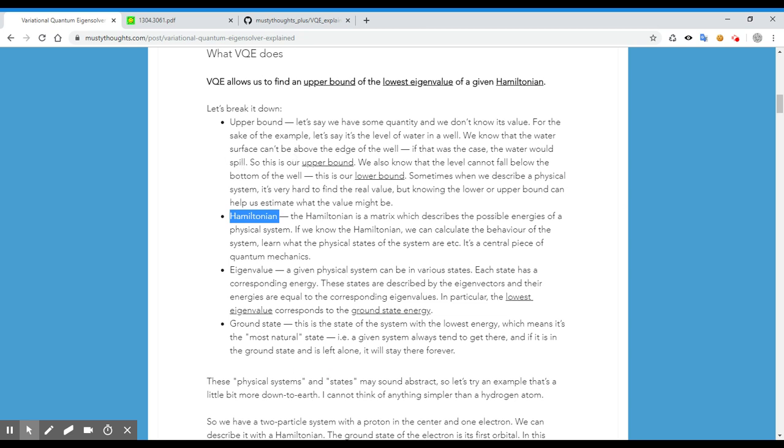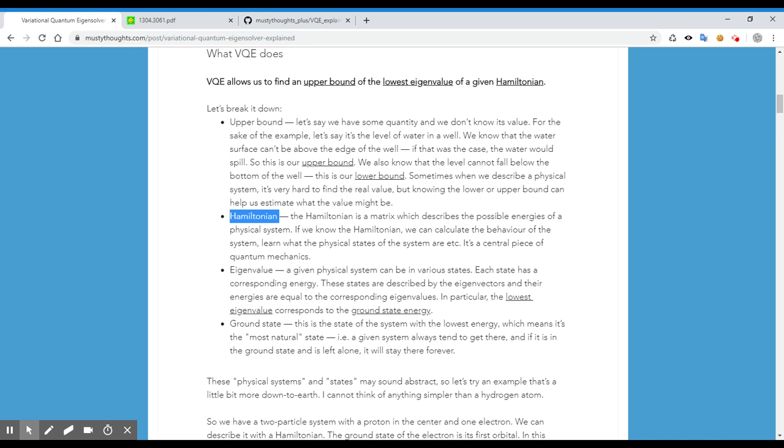Upper bound, so we have some quantity and we don't know its value. For the sake of the example, let's say it's the level of water in a well. We know that the water surface cannot be above the edge of the well. If that was the case, the water would spill. So this is our upper bound. We also know that the level cannot fall below the bottom of the well. This is our lower bound. Sometimes when we describe a physical system, it's very hard to find a real value, but knowing the lower or upper bound can help us estimate what the value might be.